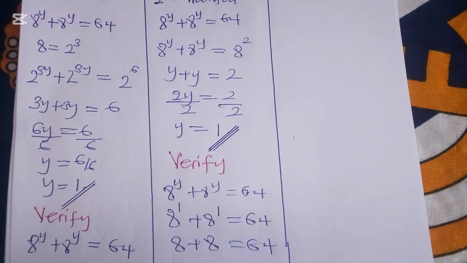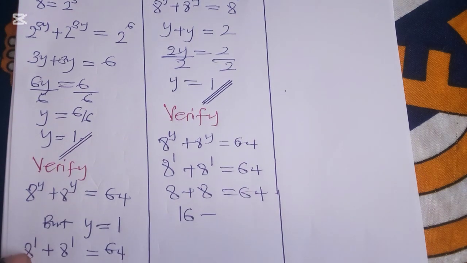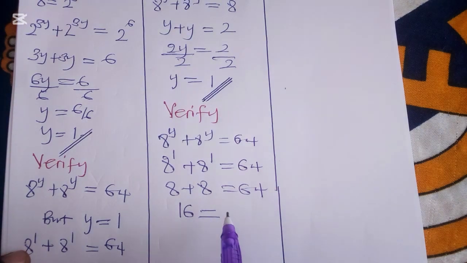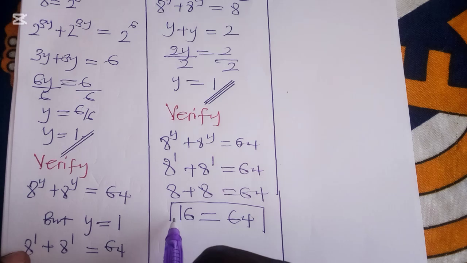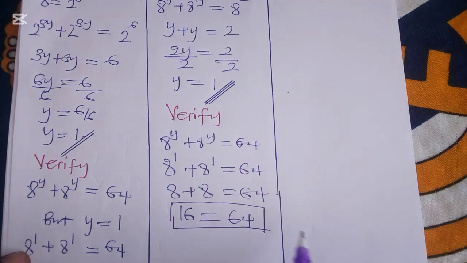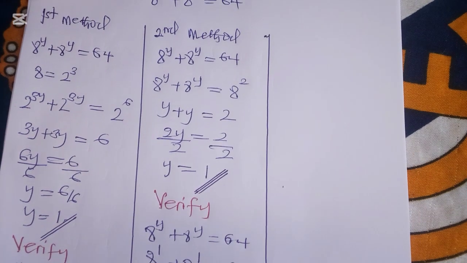Then if you add these, it gives you 16. 16 equals 64? So this is the verification of it also. So you will know that this part is not equal to this part. Note this, after which you will decide which of these solutions is correct.